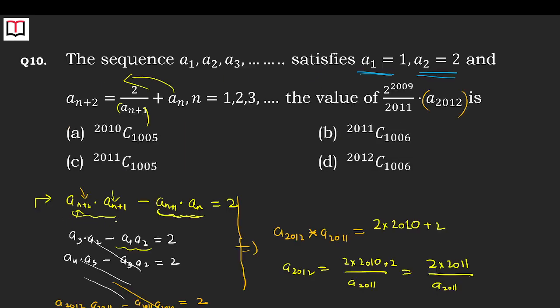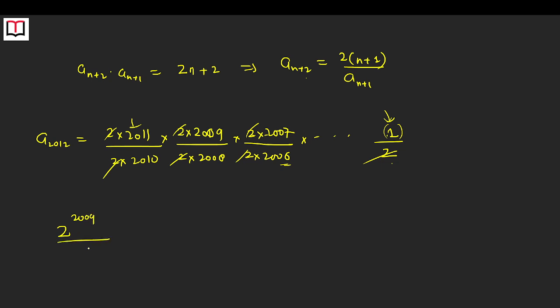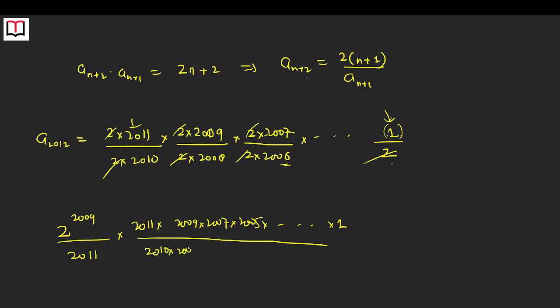So now just put the values in the expression. We need 2 into 2009 by 2011 into 2011 into 2009, 2007, 2005, and so on, over 2010 into all even, into 2. We need one more 2 here, so there should be an extra 2, so into 2. Now see, 11 gets cancelled. If I start cancelling one 2 every time here, so 1005, then 1004, 1003, where will I end up? I will end up at 1. So it's 1005 factorial.